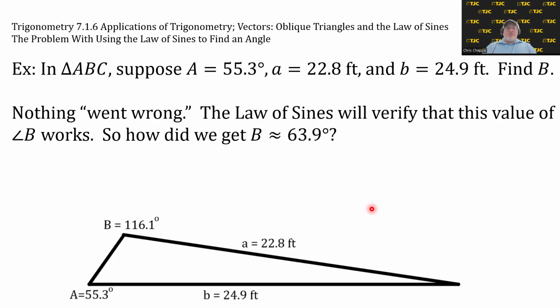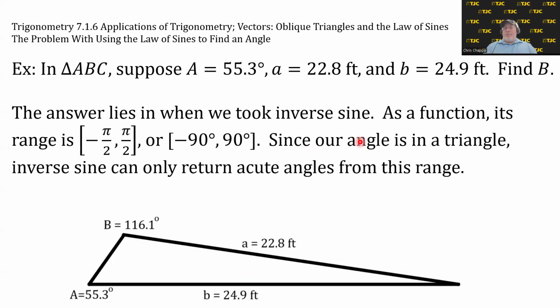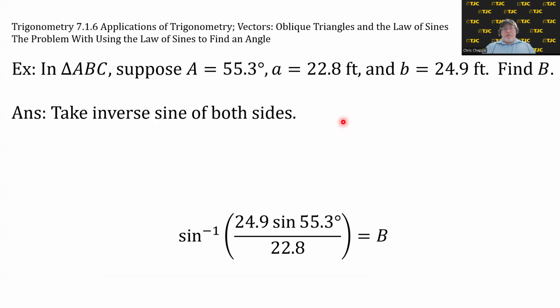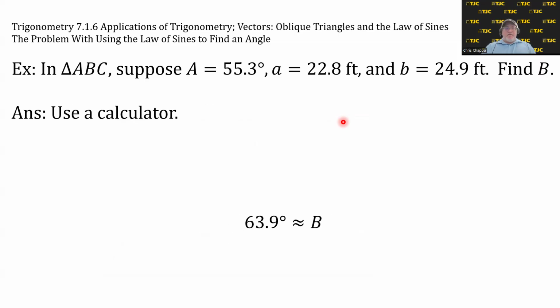So what's wrong with the 63.9 degrees? How do we get it? Well, nothing went wrong. Nothing went wrong at all. Law of sines will verify that this triangle works with the angle that I wanted, but the equation produced this. And here's why it went a little bit off the rails. The answer into what went wrong lies in when we took the inverse sine. In other words, when we did this move here, when we went from here to here. That's not a wrong move, but it opens up some possibilities.